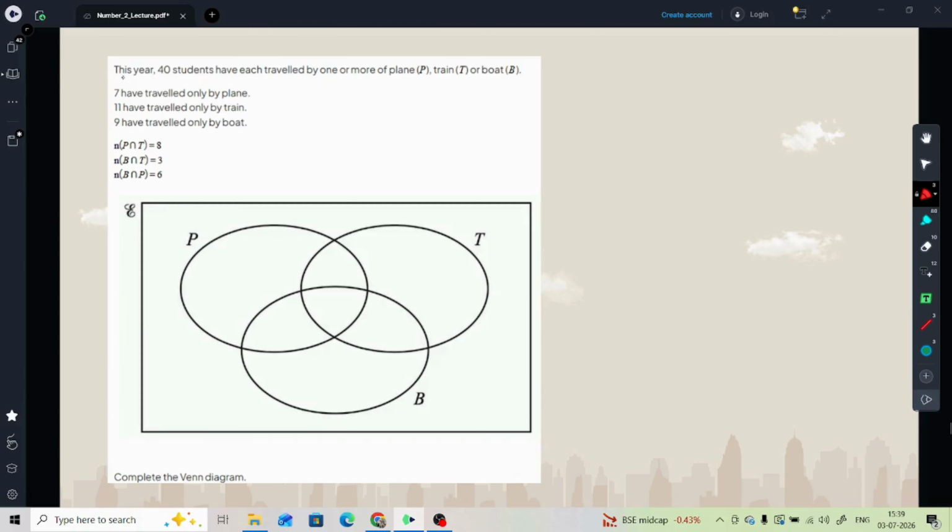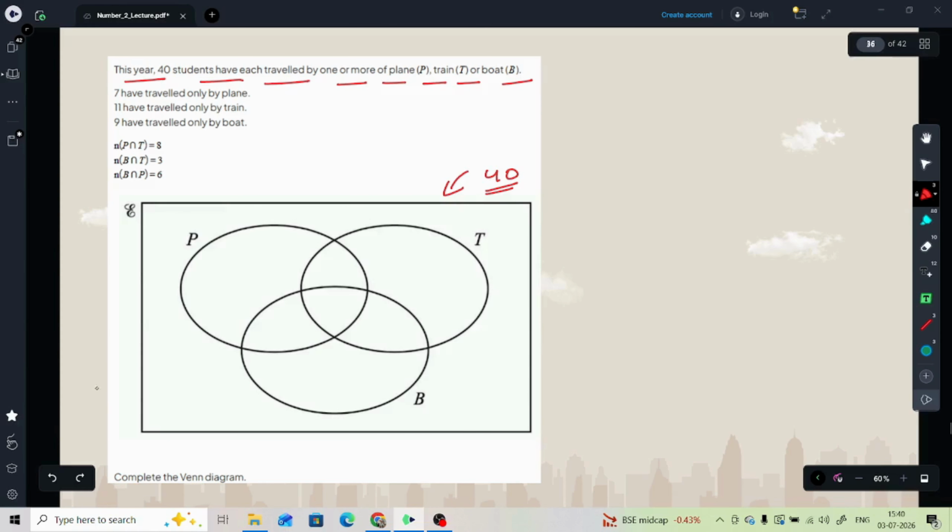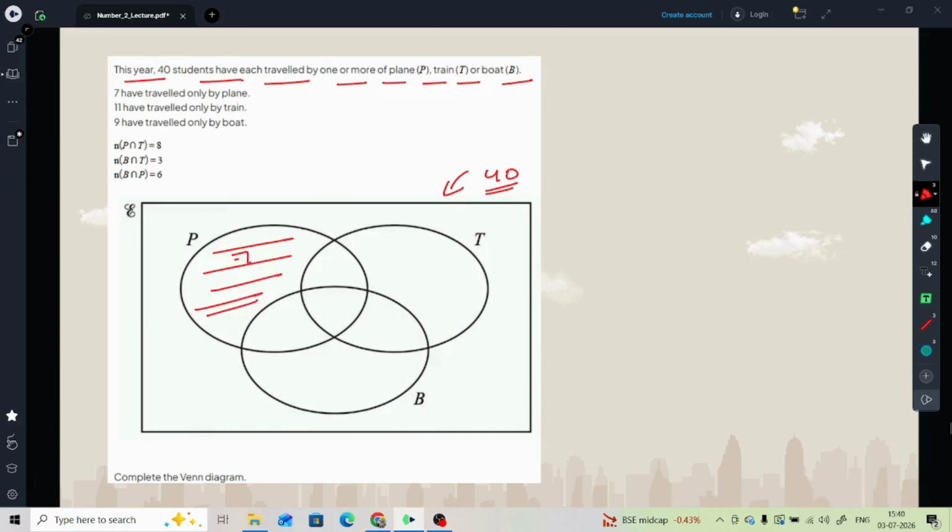Okay, again see this question. This year 40 students have each traveled by one or more of plane, train and boat. So let's mark it as 40 first. 7 travel only by plane, so 7, only by plane, not any other thing. So this particular region is 7. 11 have traveled only by train, so 11 over here, and 9 have traveled only by boat, so this is over here.